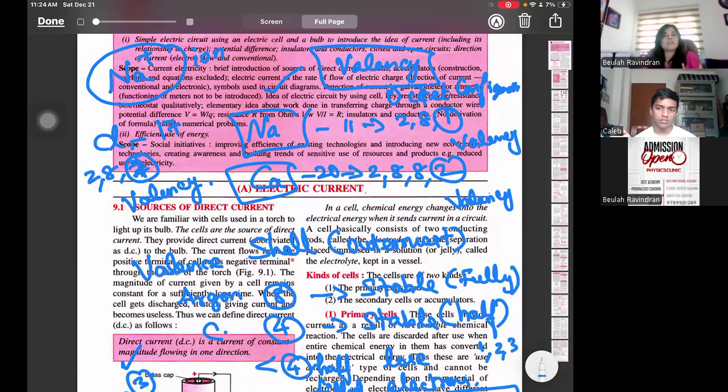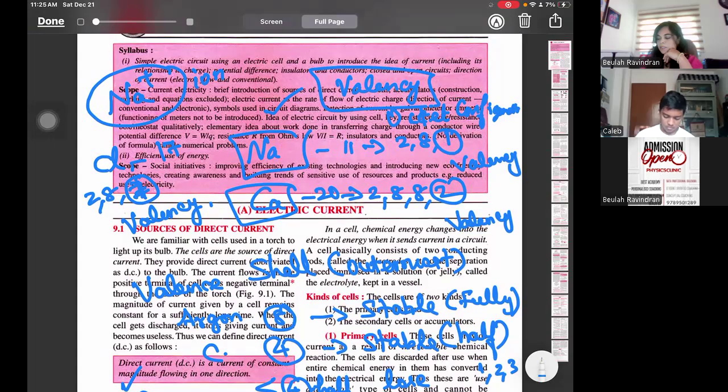If an atom tends to lose electrons, it is said to be a positive ion. If it loses electron, it is a positive ion, or it is known as cation.